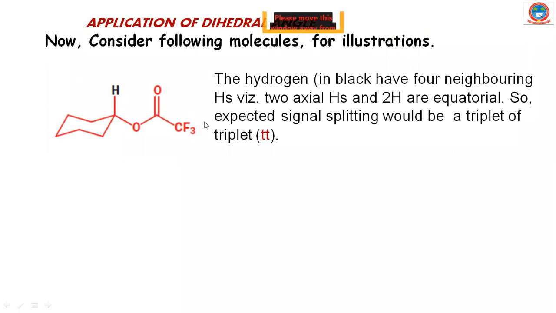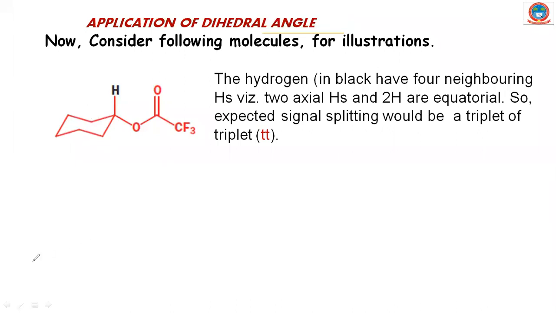Application of the Karplus angle. Now see, this is the molecule. But the question is, one more possibility is there. It is equatorial here. If we put it axial here, we will study this first. You see this black hydrogen. How many neighbors does it have? Two neighbors here and two neighbors here, right? So how many of them are axial? Here will be axial, here will be axial, and equatorial will be like this.